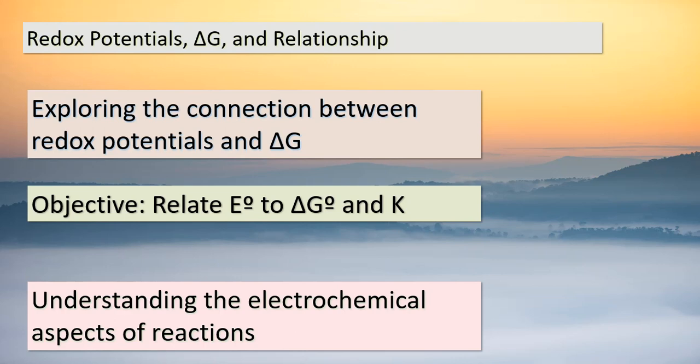Redox reactions involve the transfer of electrons, and understanding this process is pivotal to comprehending how energy changes occur during chemical transformations. As we progress, we'll uncover how redox potentials align with alterations in energy and equilibrium constants. Imagine electrons dancing between species, causing shifts in energy levels and equilibrium positions. Let's embark on this enlightening exploration.